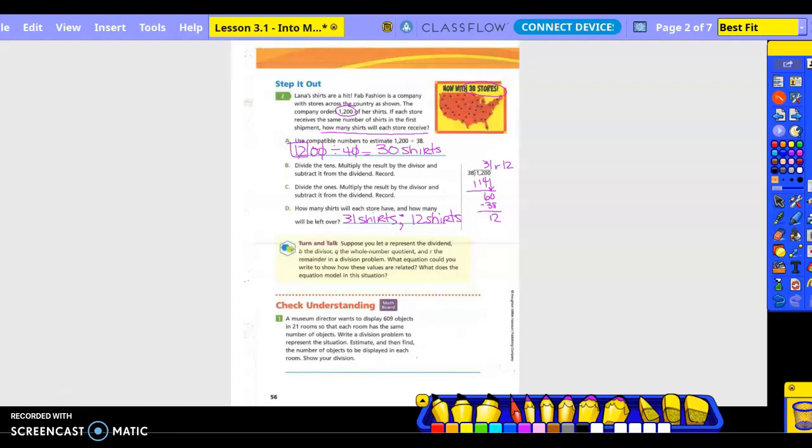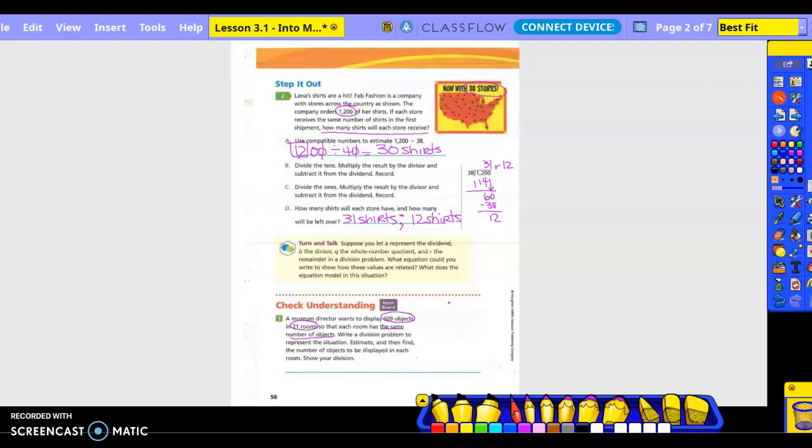Check understanding number 1. A museum director wants to display 609 objects in 21 rooms, so that each room has the same number of objects. Write a division problem to represent the situation. 609 objects, 21 rooms, and then they want the same number of objects in each room. And then they want us to estimate first and then get our actual answer.